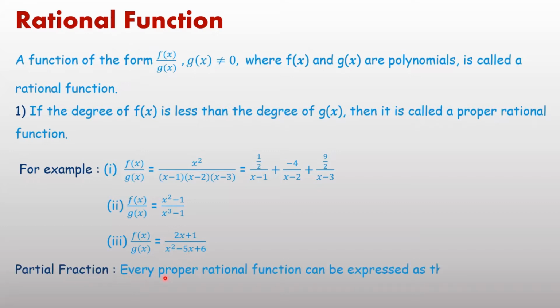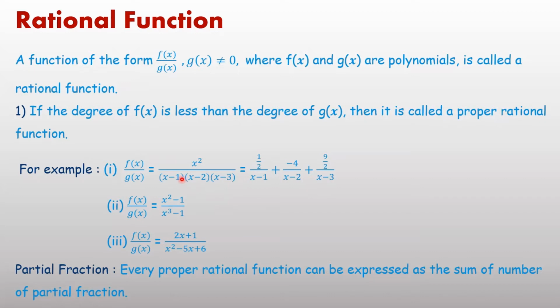partial fraction. Every proper rational function can be expressed as the sum of a number of partial fractions. For example, if the proper rational function is given as x square upon (x minus 1)(x minus 2)(x minus 3), then the same f(x) upon g(x) we can write in the form of 1 upon 2 upon (x minus 1) plus minus 4 upon (x minus 2) plus 9 upon 2 whole upon (x minus 3).